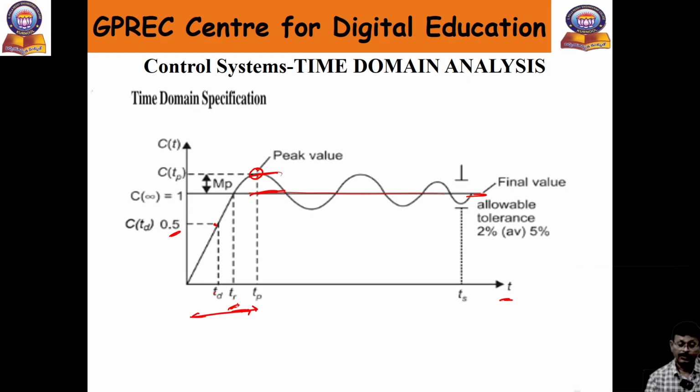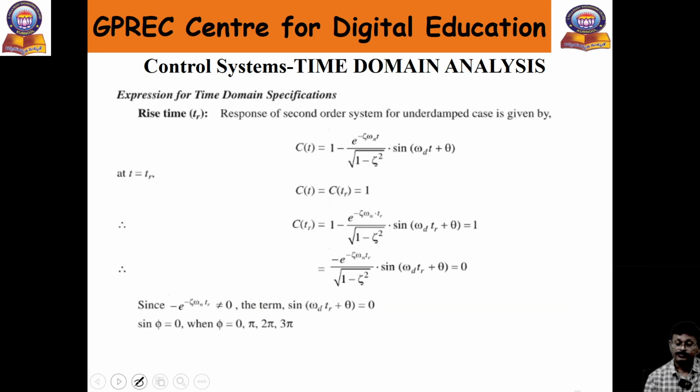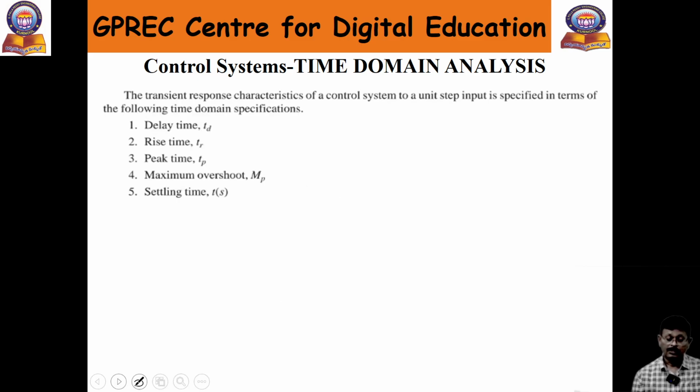Then settling time. It is the time taken for the response to reach and stay within the specified limits, a specified error. Because it is specified, it stays within those limits only. So we call it the settling time. So rise time, delay time, peak time, peak overshoot, then settling time: these are the time specifications of a second order system, and you have to find each value. What is the rise time, peak time, delay time, and settling time for each?